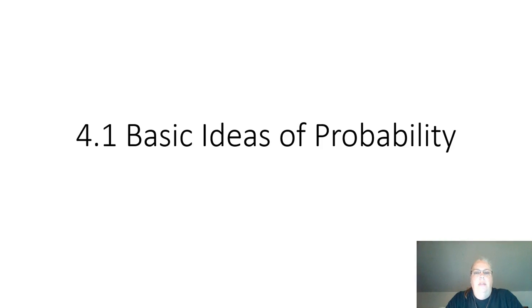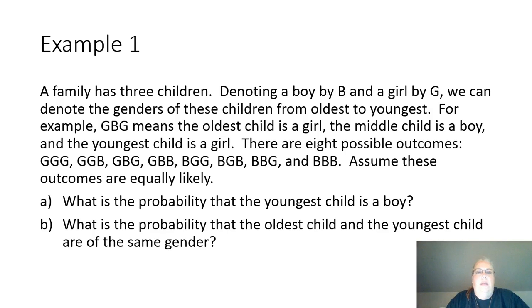The examples for this lesson come from lesson 4.1, Basic Ideas of Probability. Example 1. A family has 3 children.